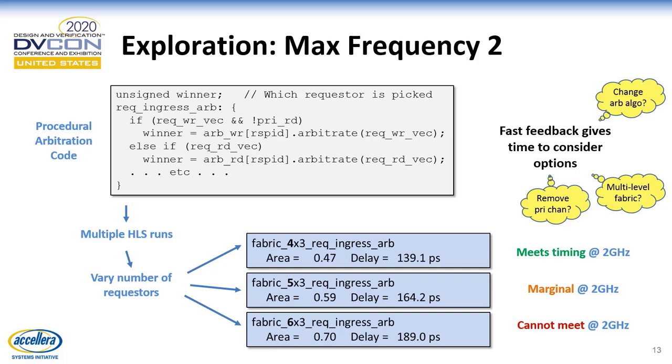In this case of the fabric, the arbitration. So just to be clear what the fabric is, when I show like a 4x3, this is saying I have 4 requesters talking to 3 memory targets. And what really limits the max frequency of this tends to be how many agents you have to arbitrate between.